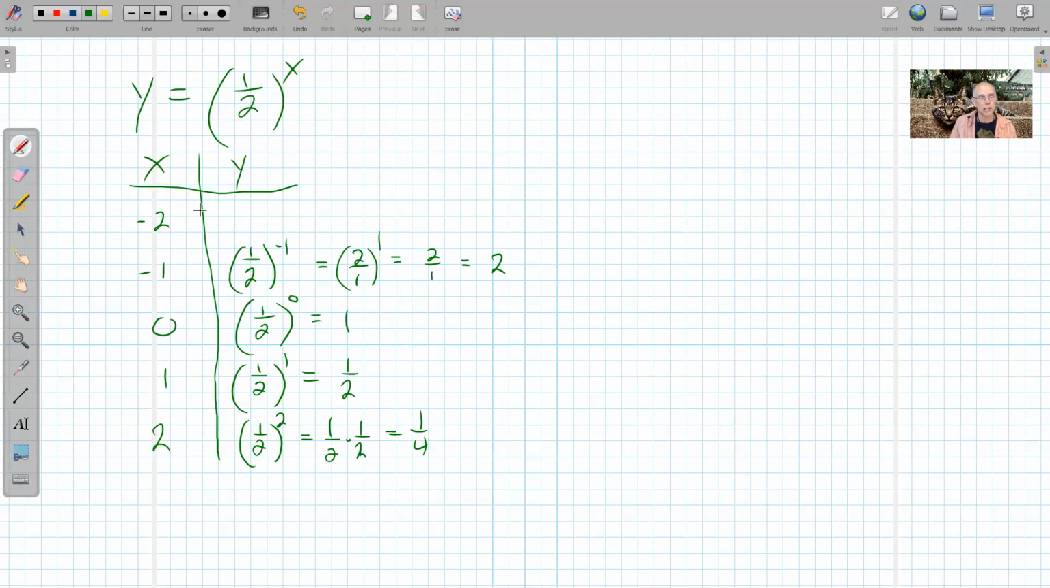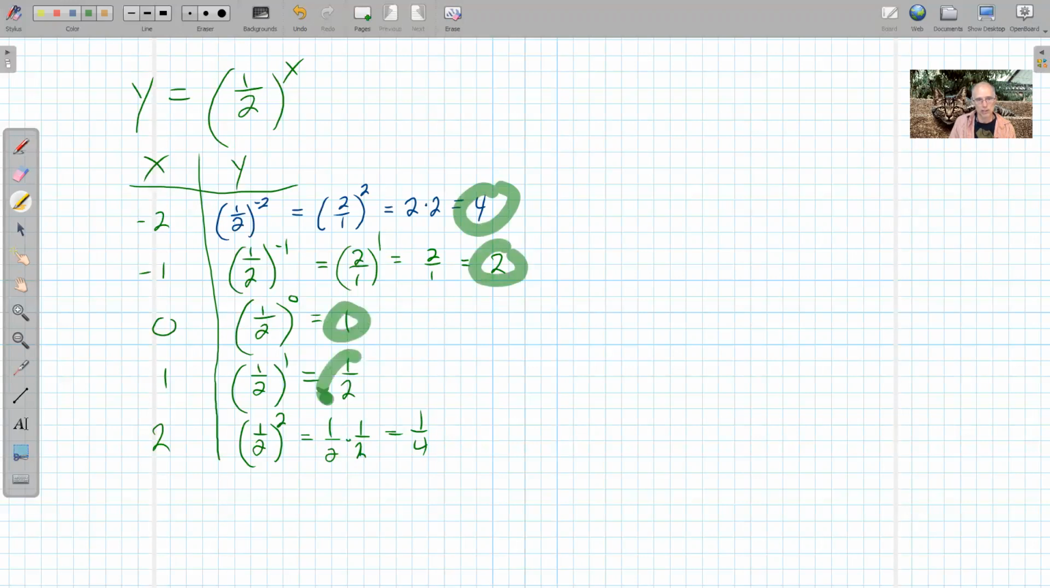With this one up here, I have two things to do. I have to take the negative power, which is going to flip it, and I have to square it. So using the negative first, if I flip it, that becomes 2/1. And now I have the power 2. The negative part of the power is gone because I flipped it. And then squaring means multiplied by itself. So 2/1 is really 2. Squared means 2 times 2, which is 4. So I think these are the y values that go with each x value.